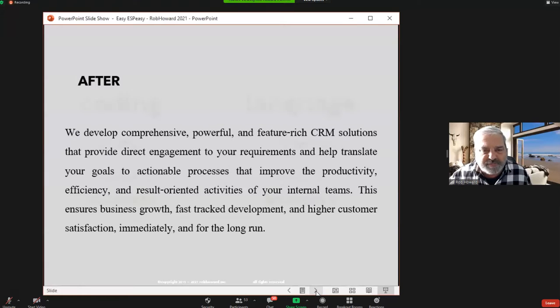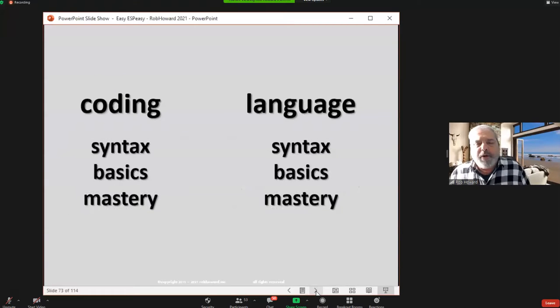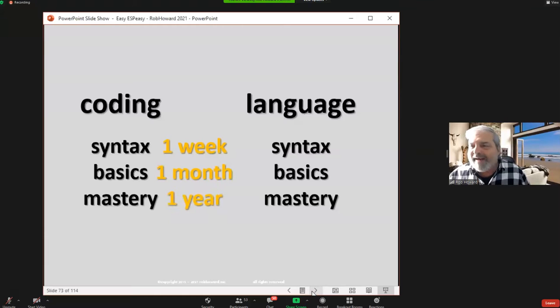Okay, here's after. So you get the idea. Remember, I talk about IT people the most. When you're dealing with IT people, these people learn coding. And coding is actually pretty easy. I don't know if any of you are learning coding at all. You can learn the syntax of coding in a week. You can learn the basics of coding in a month. You can have mastery in coding in a year.